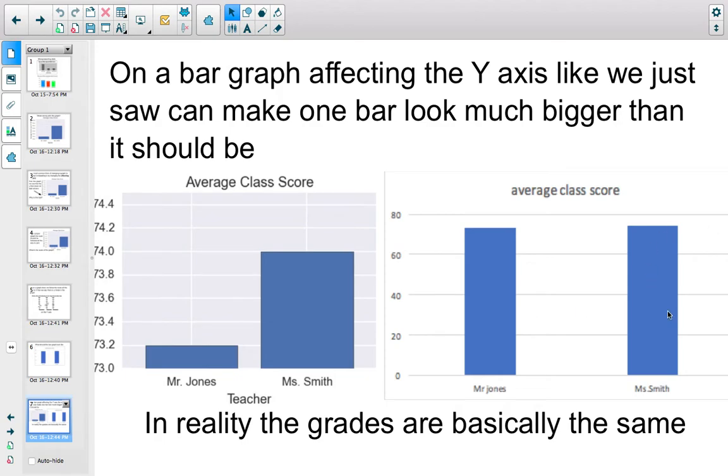This is what the graphs should look like. This is the actual difference between the two classes, not much. But here, you can tell Mrs. Smith probably made this graph to make herself look good because the difference looks like it's huge when in fact it isn't.